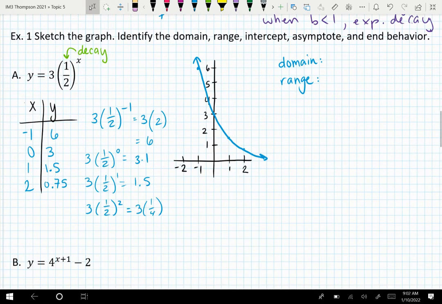All right, so the domain. As I look to the graph to the left, I could plug in any value I want to over here. I could plug in negative 10 and just get a huge y value, or I could plug in positive 10 and get a teensy tiny y value that's really close to the x-axis. So my domain is going to be the same as before. It's going to be all real numbers.